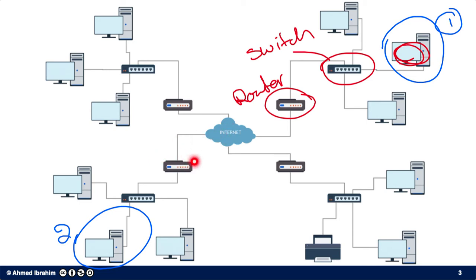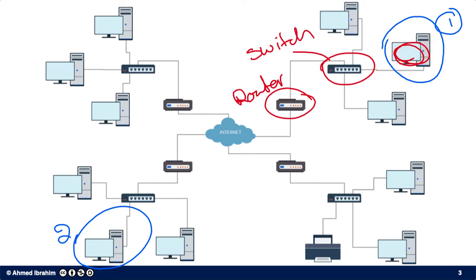Once this message is received by this router here, it knows where to send it exactly such that it arrives at computer number two. When computer number two wants to respond back to that message, they send their packet to this router over here, which then sends it out to the next router in the internet, and the collection of routers on the internet keep sending this packet to each other until they can reach this router over here, which knows how to send that packet back to computer number one.